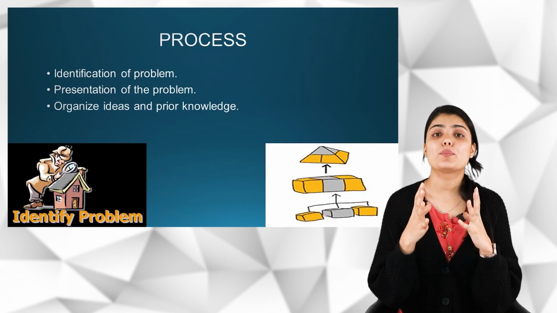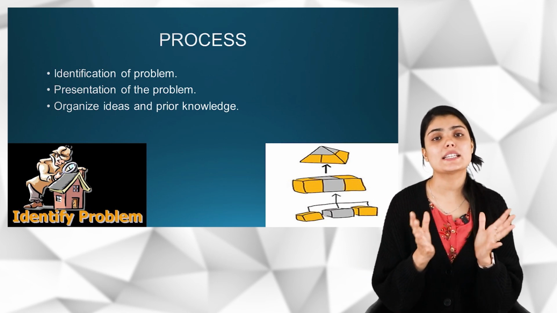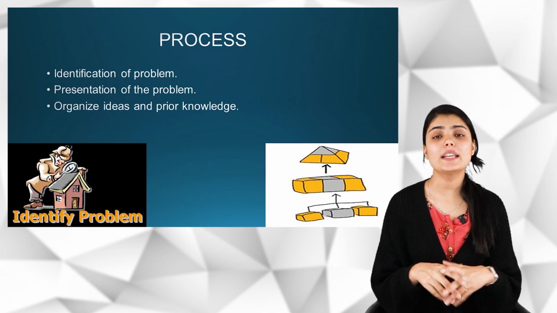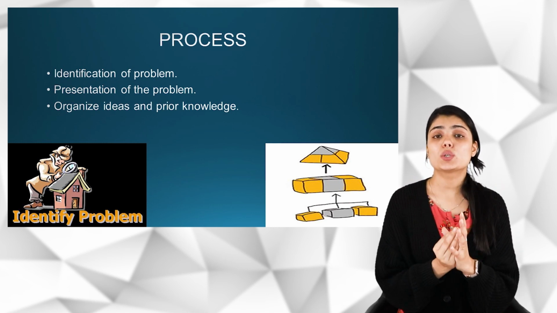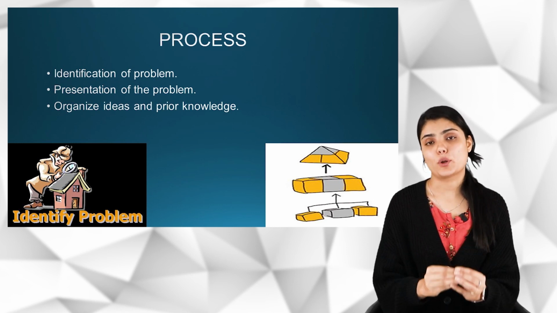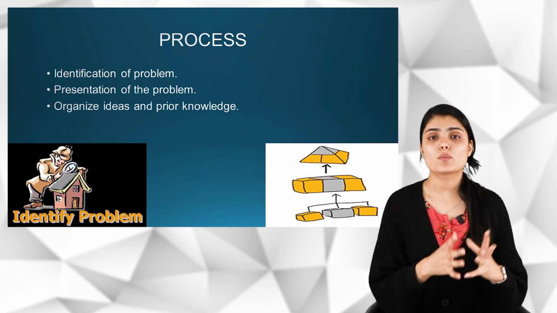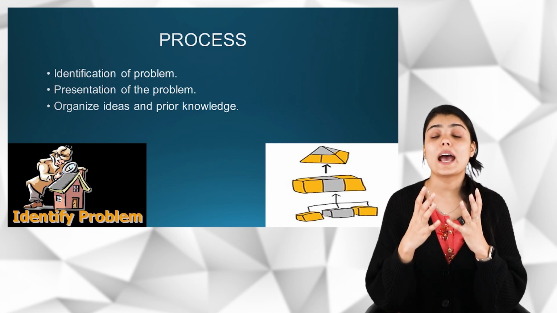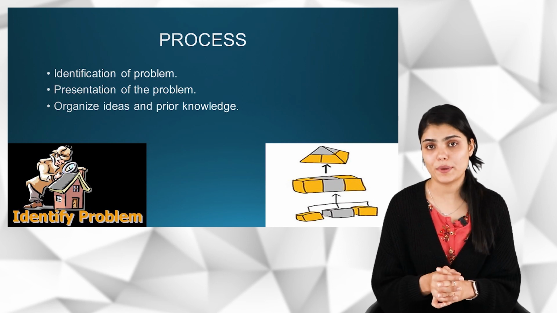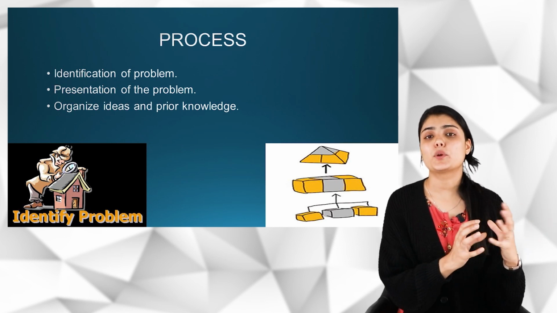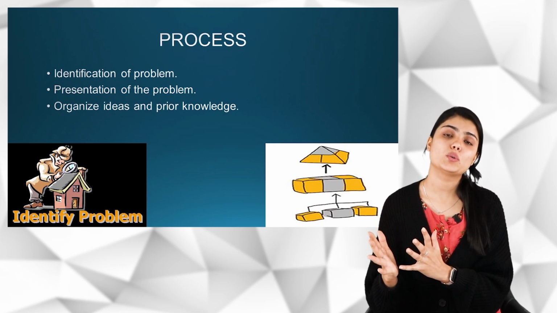Let us now see the process of problem-based learning. The first one is identification of the problem, right? First, there should be a presence of a problem as we have been discussing. So the students must identify the problem. Second one is the presentation of the problem, right? Once the problem is identified, the students have to understand what the problem is. They have to present what the problem is. Now that they have identified the problem and they have understood a little bit about the problem, what do they have to do in the next step?